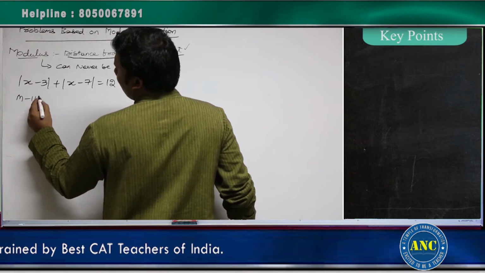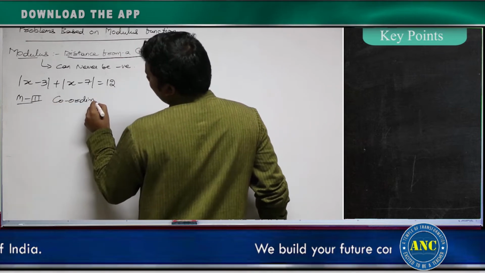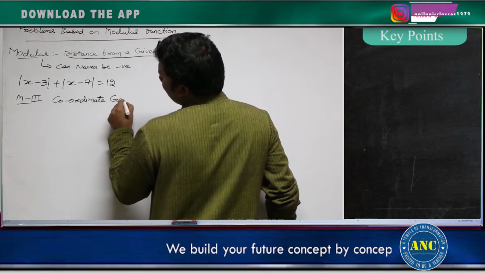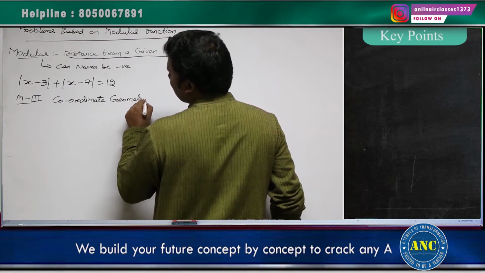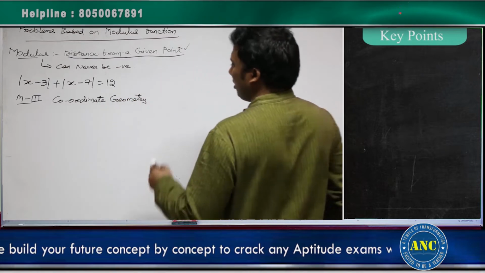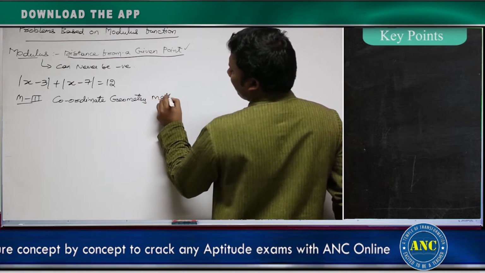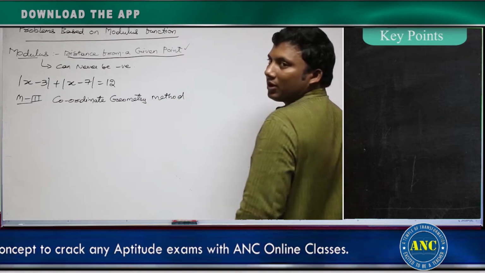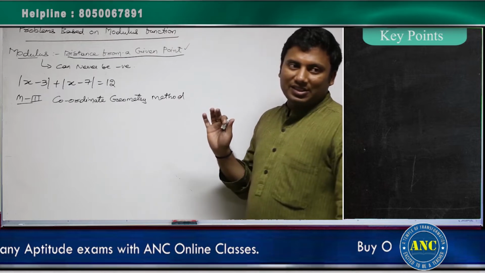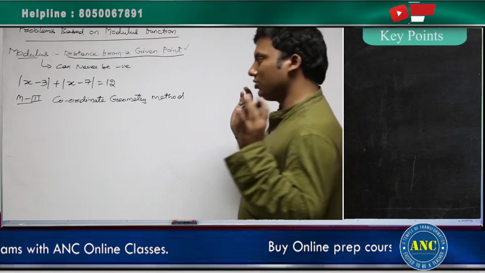Method 3. Coordinate geometry method. What is this method? See here, this is taken from the 8th class NCERT textbook method. Coordinate geometry method. Step number 1. What are the critical points of x here? 3 and 7.